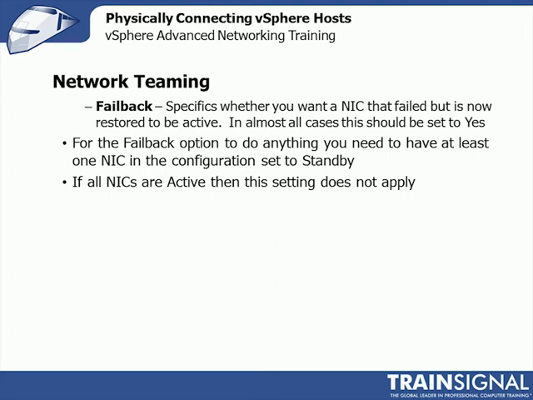But let's say you've got four NICs and it's active, active, active, standby. NIC one fails, the standby NIC jumps up, takes its place, does everything just right, and then you replace or fix the issue you had with the first NIC. Well, if you set failback to yes, the NIC that used to be standby goes back to standby, and the NIC you just repaired goes back to active. If you say no, the NIC you repaired becomes the standby NIC, and the others remain active.